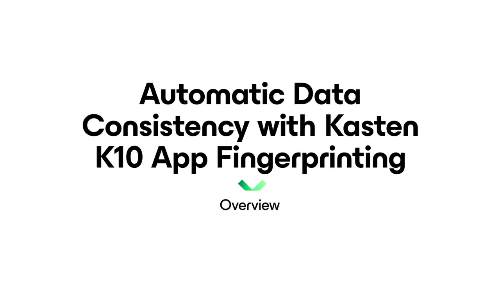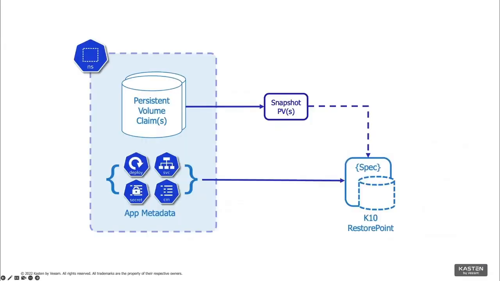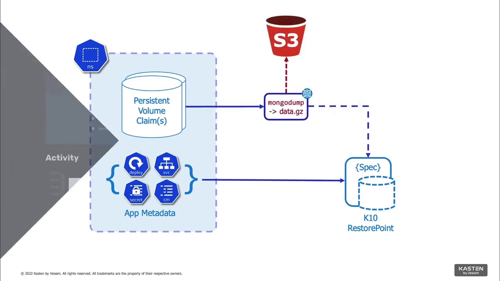In this demo, I'll be showing you how you can use the new application fingerprinting feature within Kasten K10 to ensure that Kanister Blueprints are automatically applied to your workloads. Kasten K10 provides deep integration with Kanister Blueprints, allowing us to quiesce workloads before performing storage snapshots of PVCs, and even allowing you to orchestrate logical backups as part of your K10 policies.